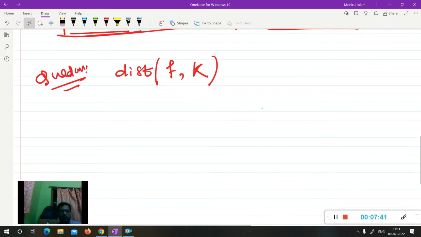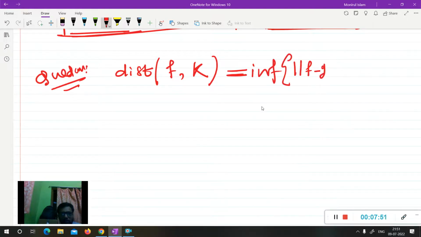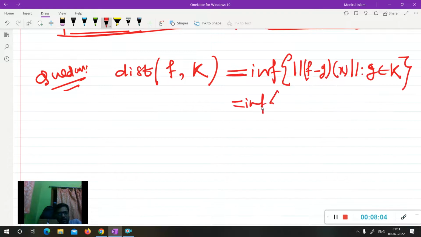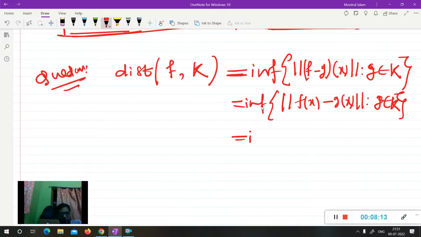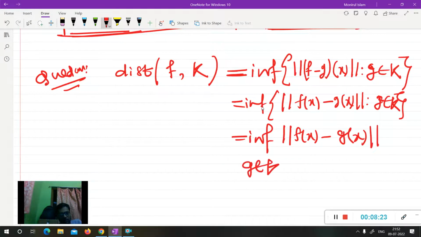According to the definition, what is the definition of this? If you write the definition, it will be the infimum of the norm of F minus G, where G belongs to the kernel K. If you simplify it, it gives the norm of F(x) minus G(x), where G belongs to K. This is the distance between F and K.